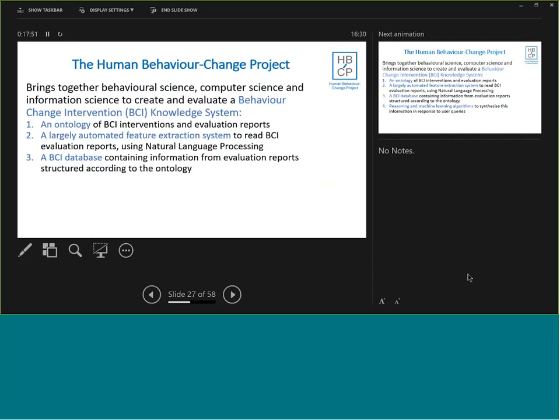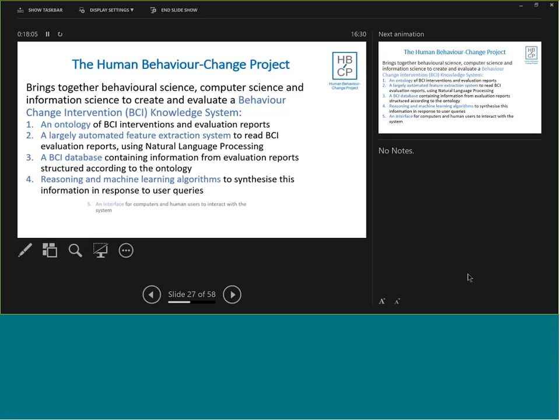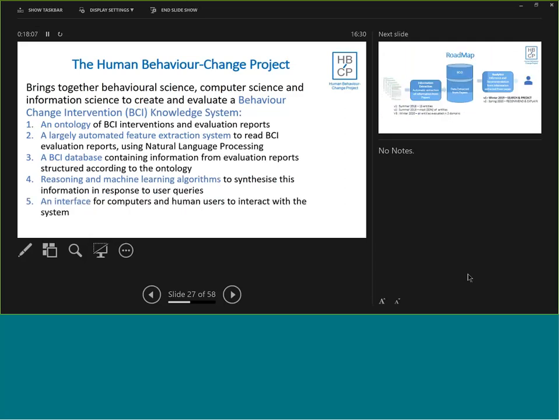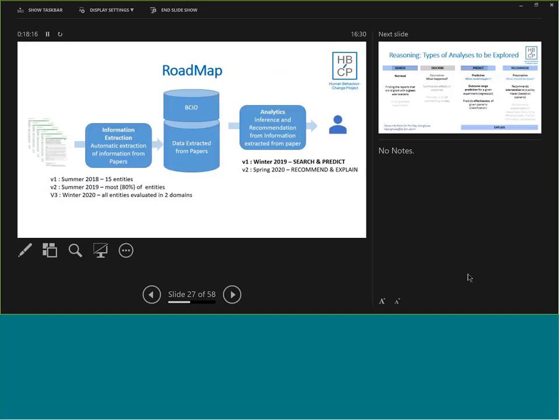A behaviour change intervention database, which contains the information from those reports structured according to the ontology, and reasoning and machine learning algorithms that synthesize the information in response to user queries, and finally an interface, both for computers and human users to interact with the system. So that's all of that in 4 years. Okay, here's the roadmap of just our next couple of years that we've sketched out at a very high level.